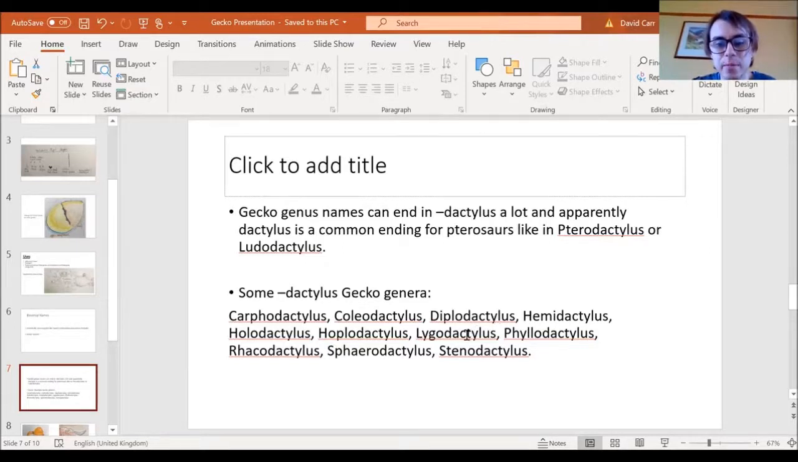But what isn't Eublepharidae is the genus Holodactylus, which is very closely related to African fat-tailed geckos, and the other member of the African fat-tailed gecko's genus, the tailless fat-tailed gecko. So that's some of the genera. Yeah, Hoplodactylus, that's a New Zealand one.